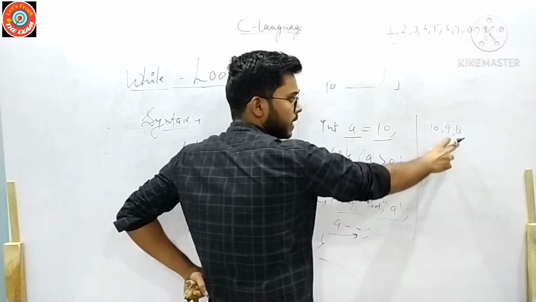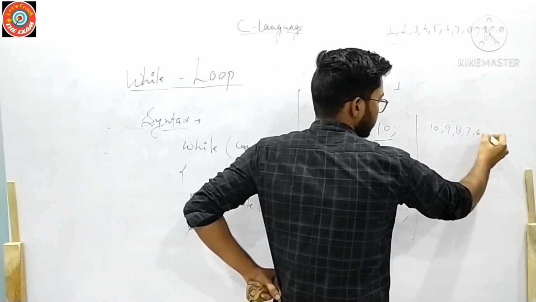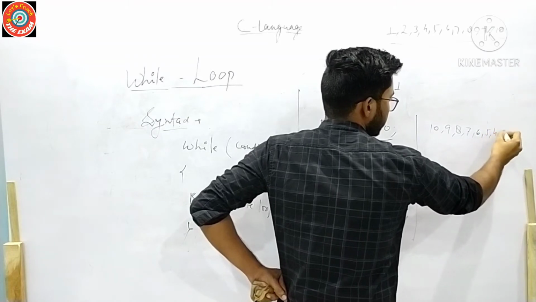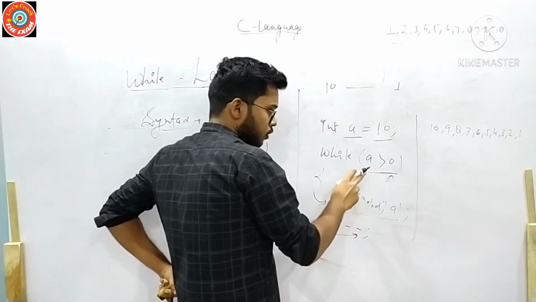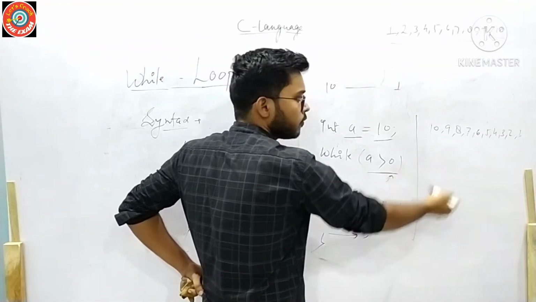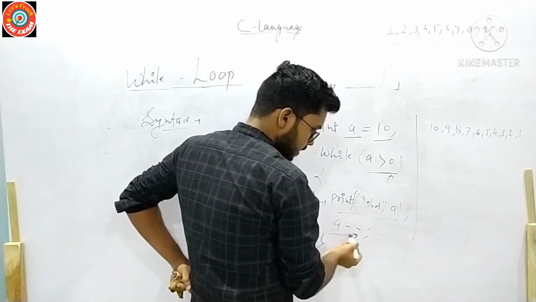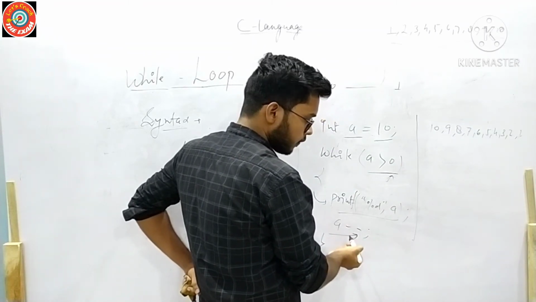Okay, so it will print 8. Now same 7, 6, 5, 4, 3, 2 and 1. Okay, now the value of a is 1 and it has printed the value of a, 1. Okay, so it will decrease the value of a from 1 to 0. Now the value of a is 0.